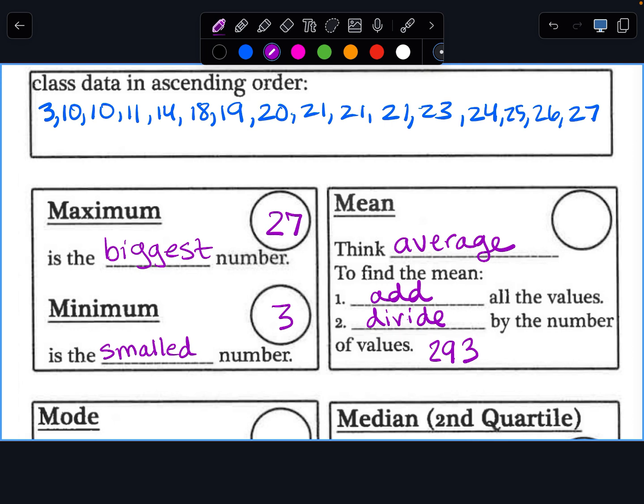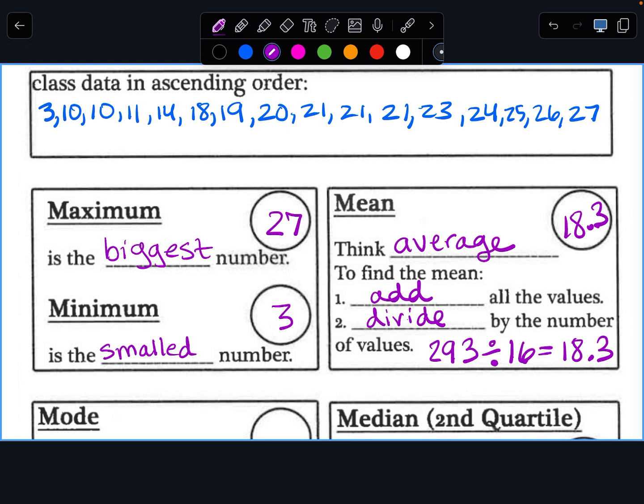All right, I'm sticking with my 293, and then we said there's 16 of them, so we're going to divide by 16. Probably going to have to round this off a little bit. I got 18.3125, so let's just say 18.3 for our average or our mean. If it sounds like we've done this before, we did do a warm-up on this before the CAS test, so it was fresh in your mind, but we haven't really taken a deep dive into it.